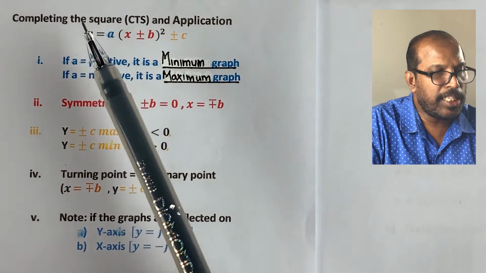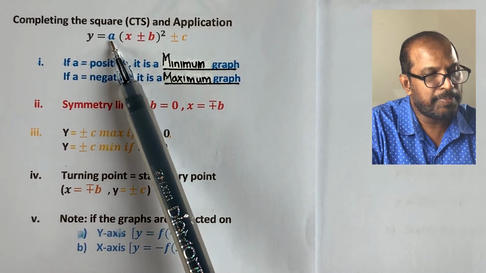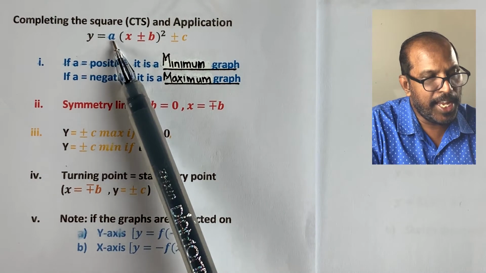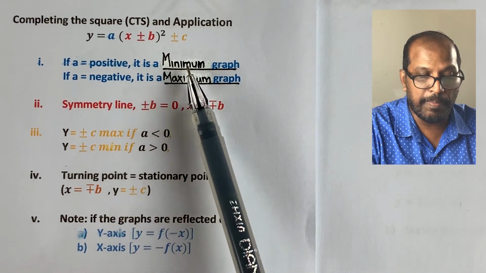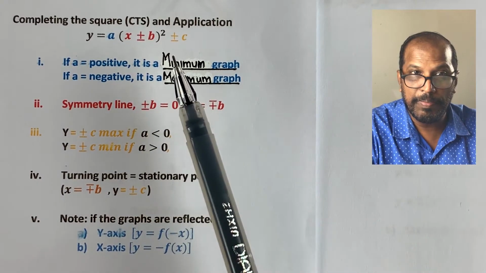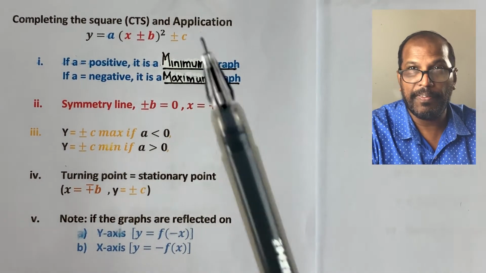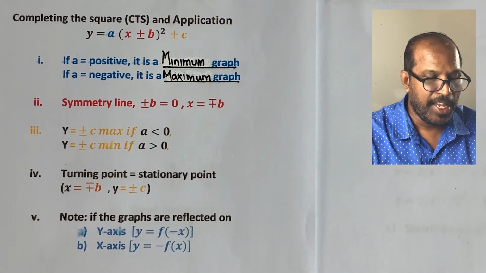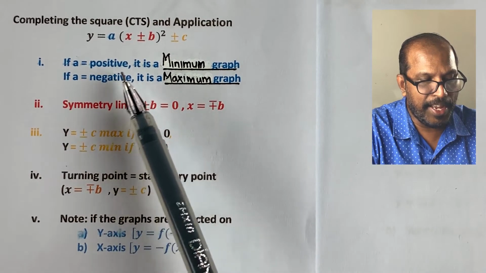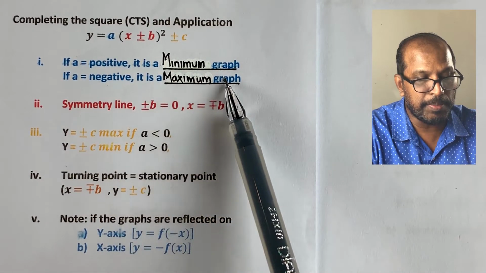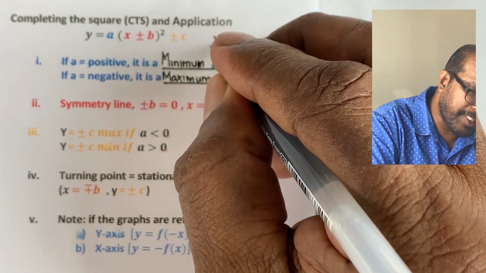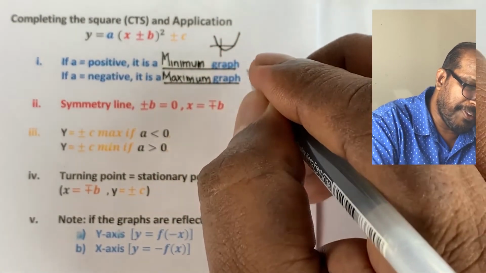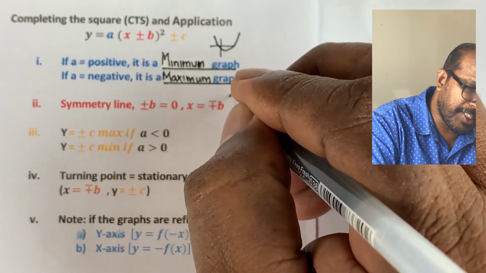Now look at the constants here. The constant here is a. If a is a positive value, it represents a minimum graph, and if a is negative, it represents a maximum graph. A minimum graph means the graph will look like this, something like that. A maximum graph means the graph will look something like that.